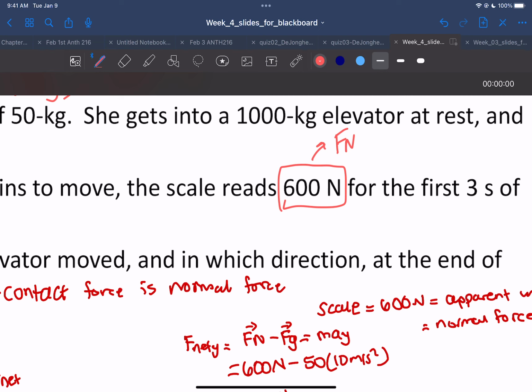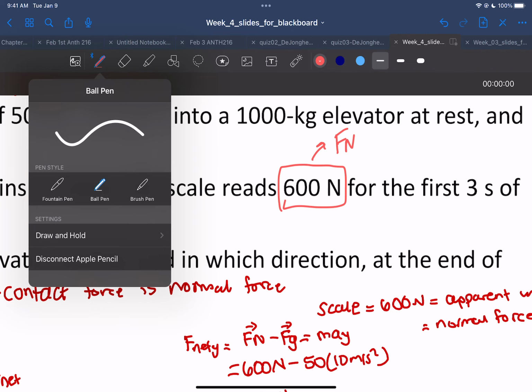And our normal force is what type of force? Remember we said it was a blank force. So normal force is a blank type of force. Contact, excellent. Contact force. And the sum of all your contact forces should be what?